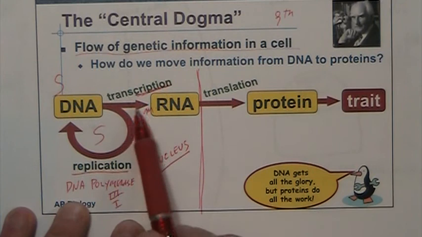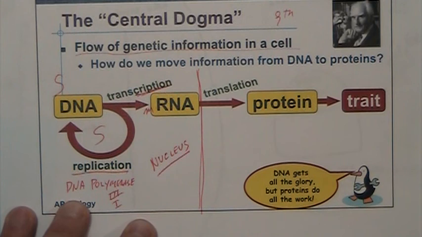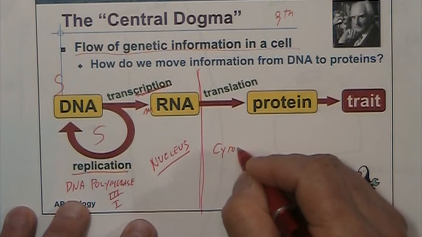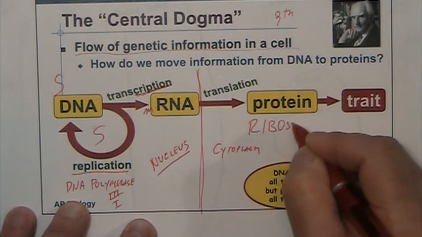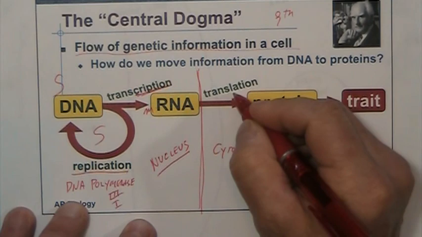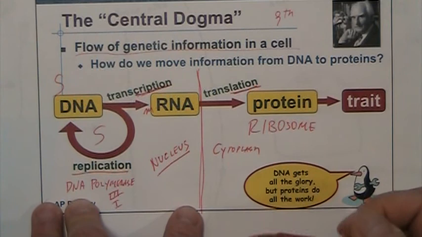Once I have made this molecule of messenger RNA in the nucleus, this molecule is going to move out of the nucleus and go, of course, into the cytoplasm, more specifically into a free ribosome, where the process of translation is going to start. And in this process of translation is how we are going to make a protein.